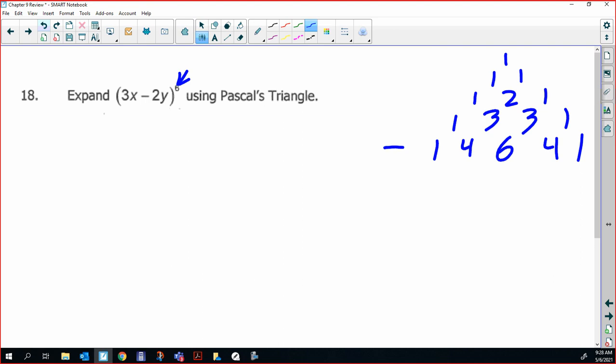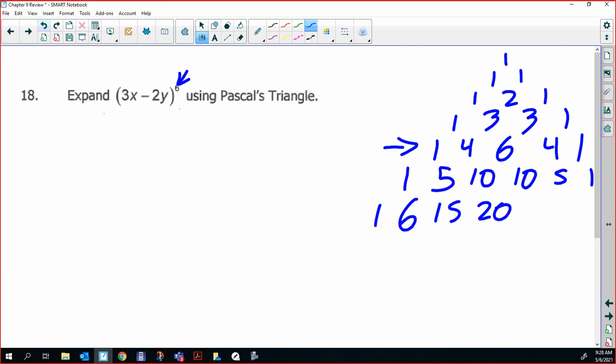This is currently for the 4th, so we need to go 2 more. The second number needs to be 6. 1, 5, 10, 10, 5, 1. 1, 6, 15, 20, 15, 6, 1. There's the row we need. That bottom one I just created. 1, 6, 15, 20.